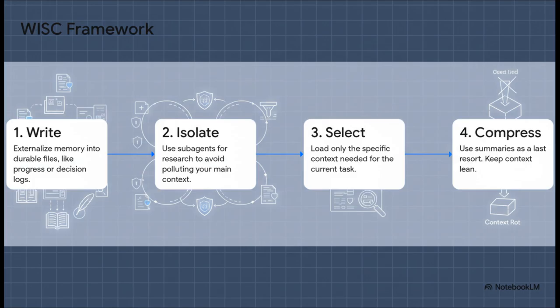Write your memory out to files. Isolate messy tasks like research to subagents so you don't pollute your main context. Select only the bits of information you need for the current task, and compress to summaries only if you absolutely have to. You have to fight against what's called context rot. It's the real enemy here.